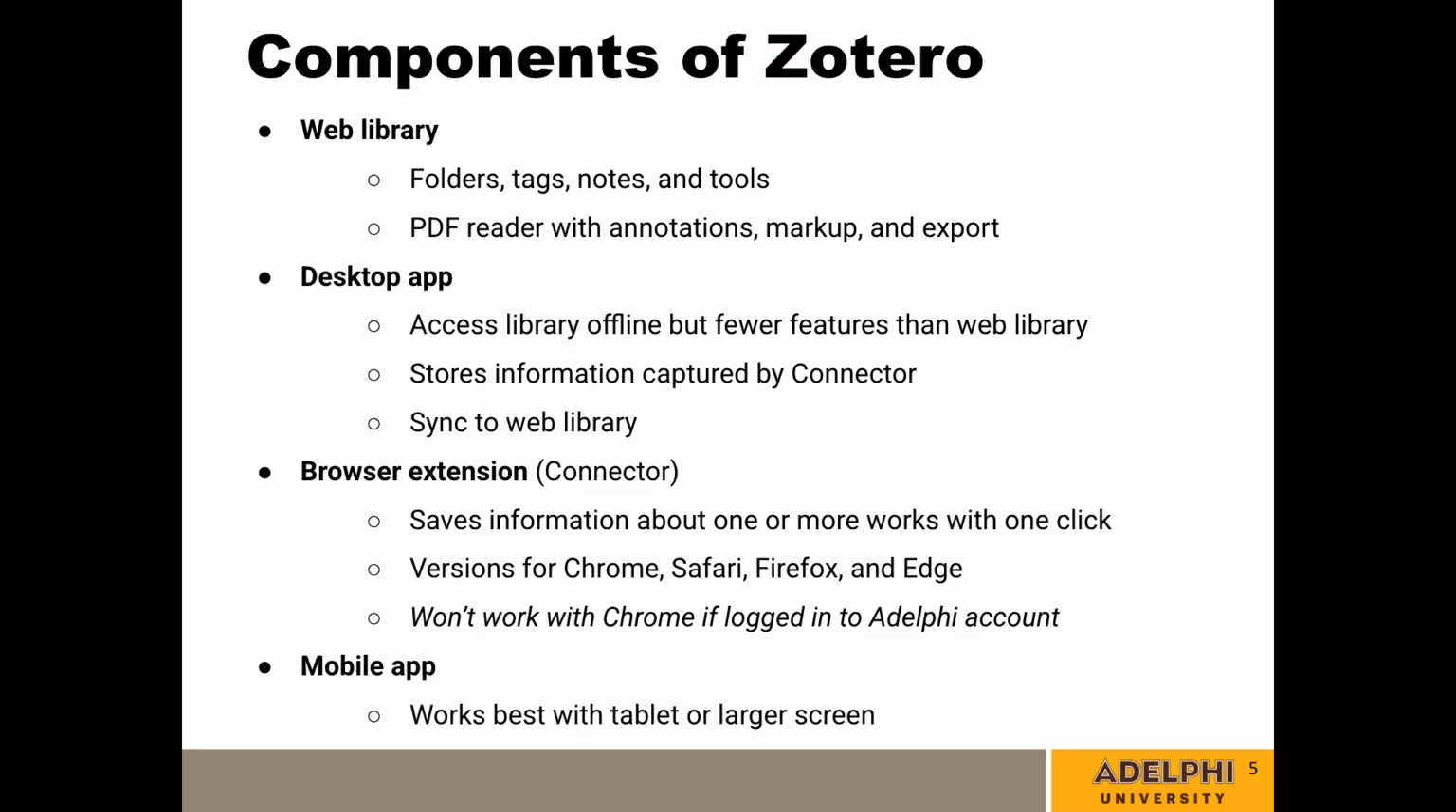The desktop app obviously lives on your desktop, all right? And it needs to be open in order for Zotero to work correctly, all right? And what the browser extension does is it pulls information from your browser and saves it on your desktop, right? And then it syncs with the web library. So the connector pulls information into the desktop app, and then the desktop app syncs with the web library, and that's the order of things, right?